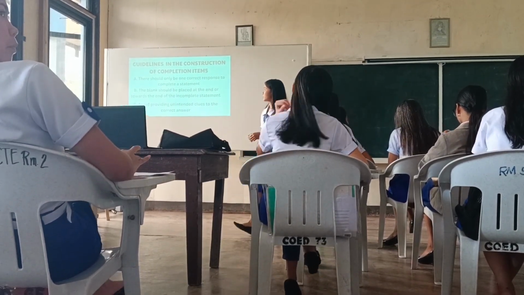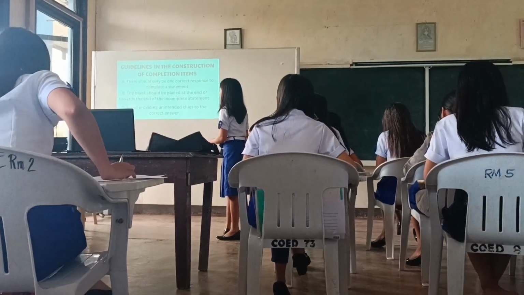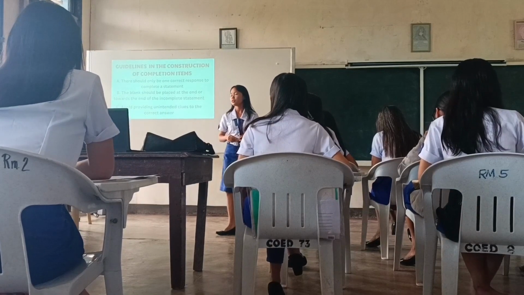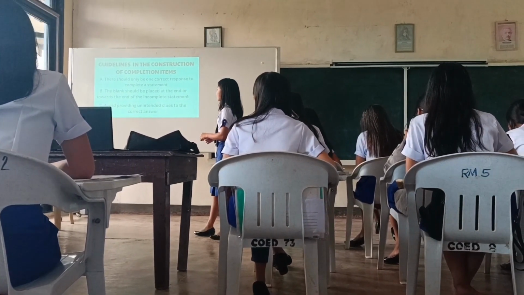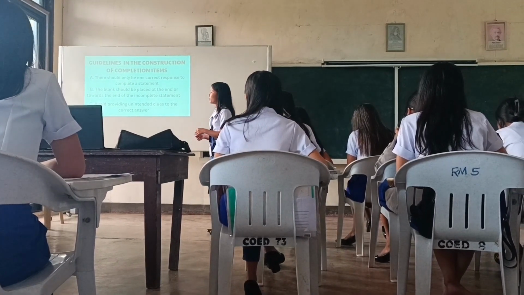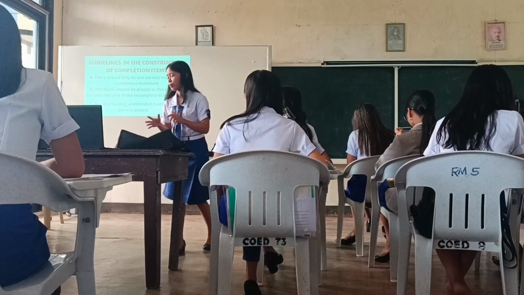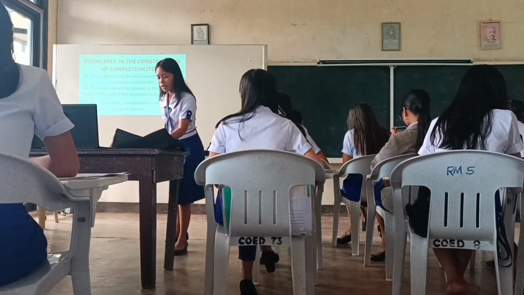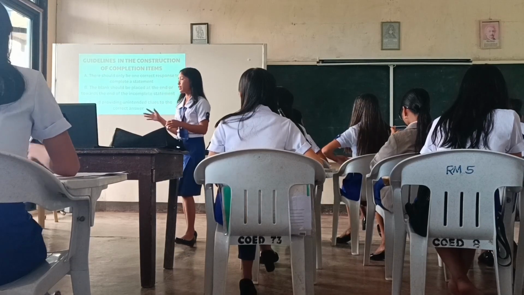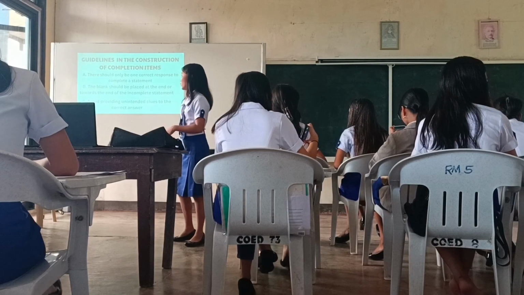So the guidelines for the construction of completion items. First, there should only be one correct response to complete a statement. The purpose of having only one correct response is for easy scoring. We all know that it is a supply type of item and it's about recall, on specific facts. So there should be only one answer for easy scoring.